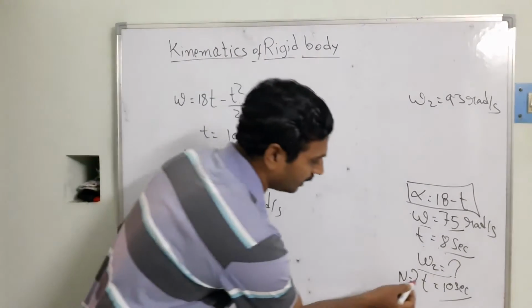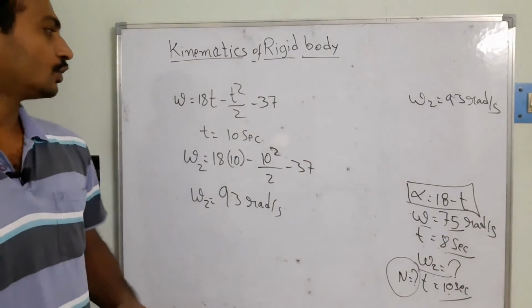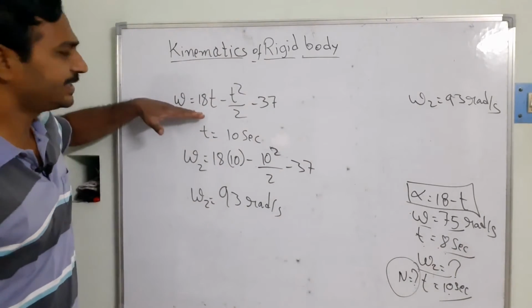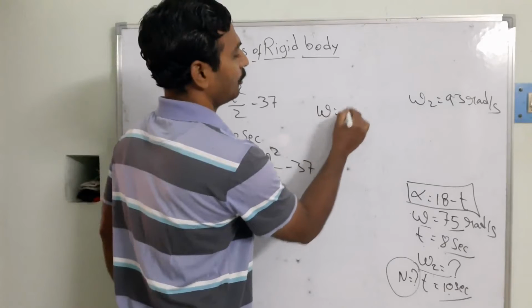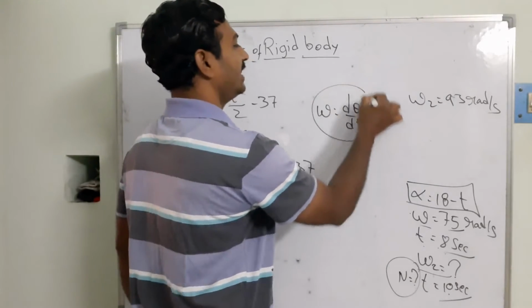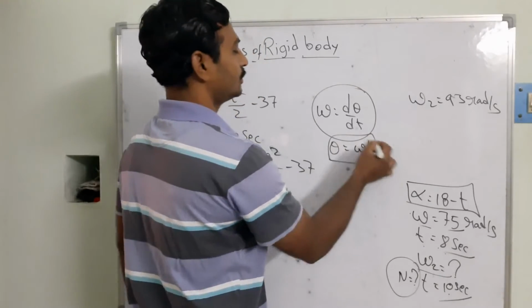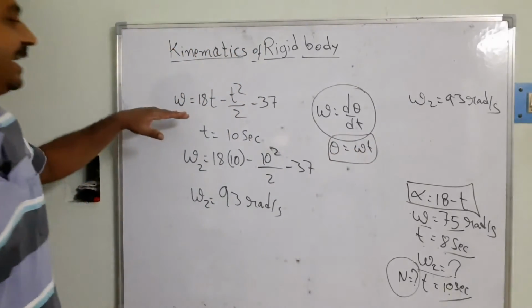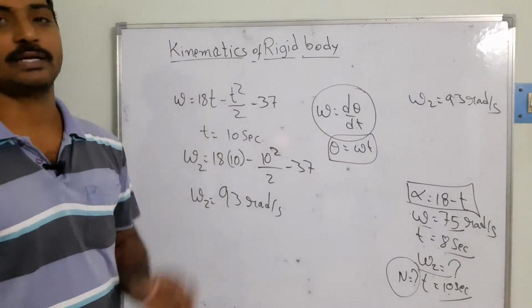We need to find the number of revolutions in 10 seconds that I want to calculate. So what I am going to do, by using this equation, as we know, omega is nothing but d theta by dt. If I simplify this equation, theta is equal to omega t. So I want to integrate this omega so that I can get this part.